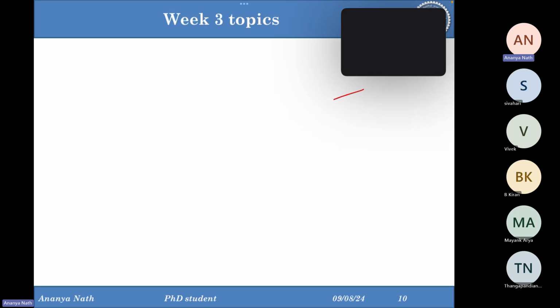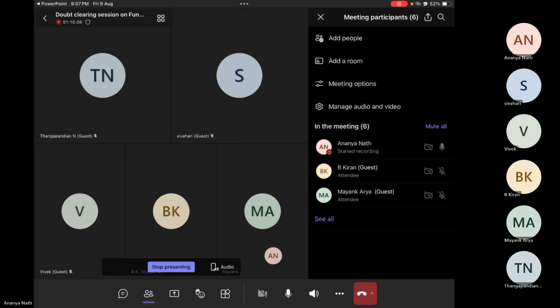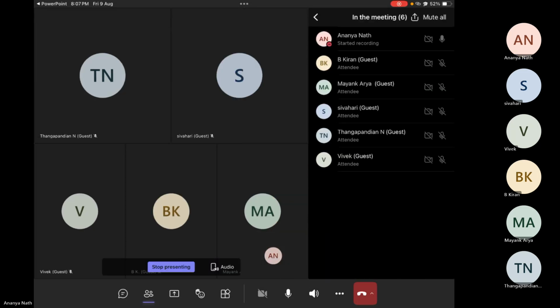So can anybody just tell me what is vat photopolymerization and how it works? Because I have already discussed it in my first lecture. So anybody? I think you guys know. You can tell me.